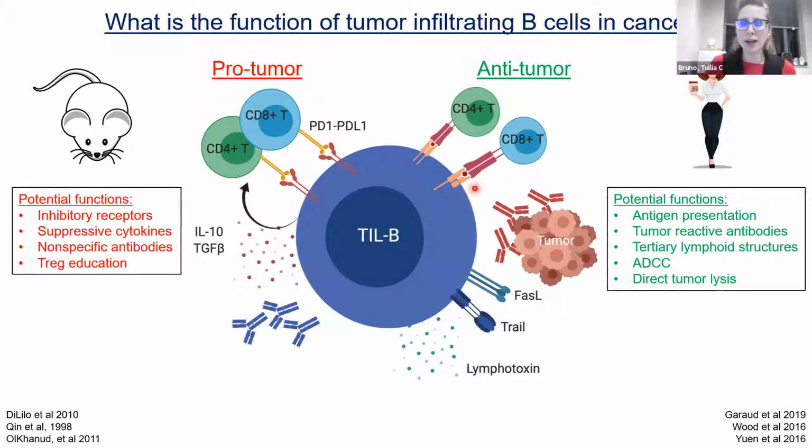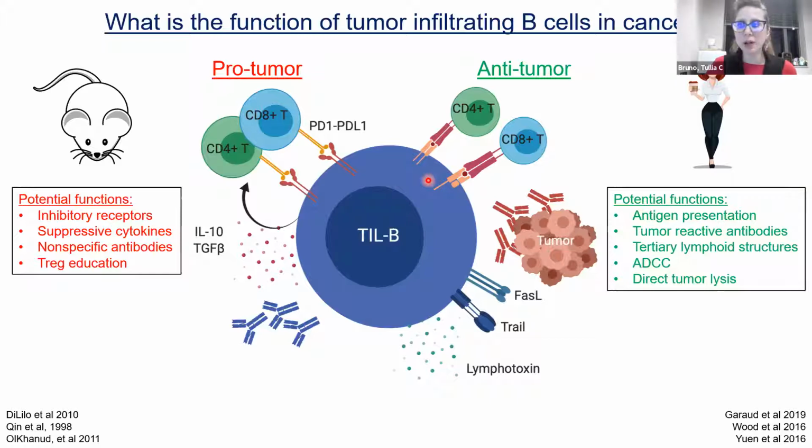Hi there. I just wanted to take a few minutes to explain what the Bruno lab does in regards to B cells and tertiary lymphoid structures. Just a little bit of background on my lab. We take a very multi-level approach to understanding B cells and tertiary lymphoid structures in cancer patients.